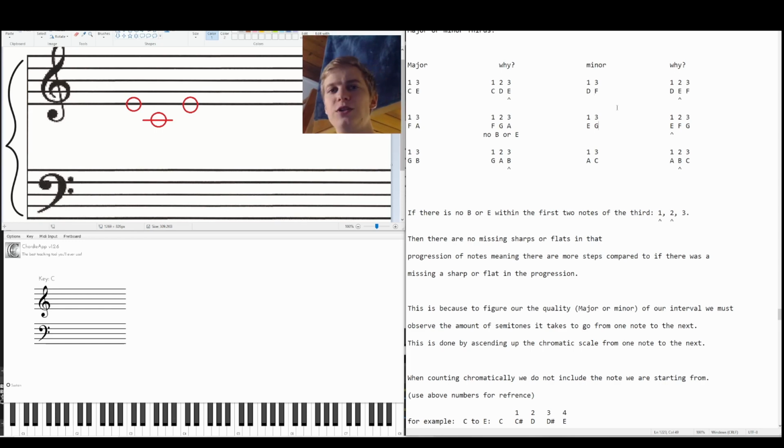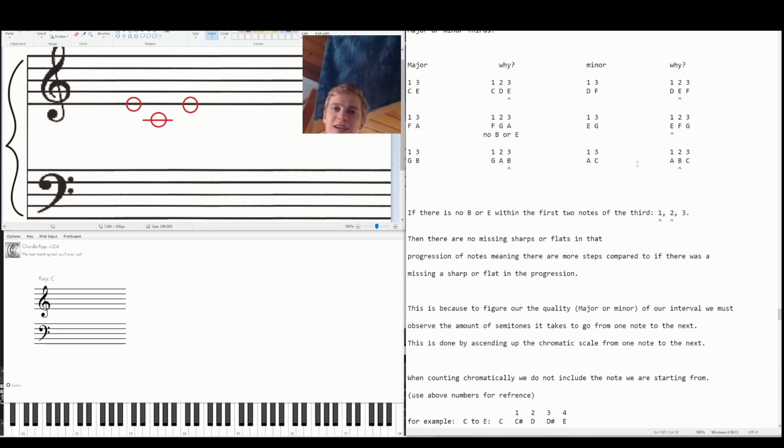Then this next one, we start on the E. Again, we're missing a sharp because the sharp comes after the note. So we're missing a sharp after the E. If we count up that progression, we'd start our E on our 0, and then we'd have our F, F sharp, and we'd land on the G. So we'd only have those 3 semitones again, making it a minor third.